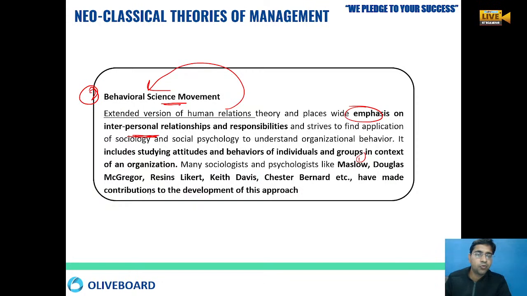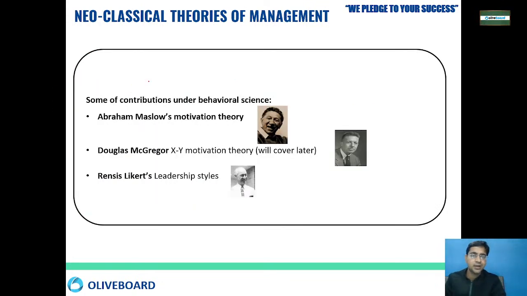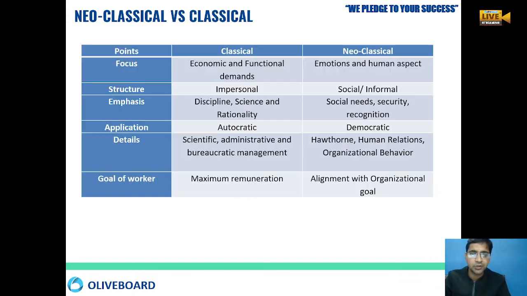These are all the people who were the major theorists in behavioral science. Maslow gave the motivation theory, Douglas McGregor gave the X-Y motivation theory, and Rensis Likert gave the leadership theories. These are all the theories given under the neoclassical model.